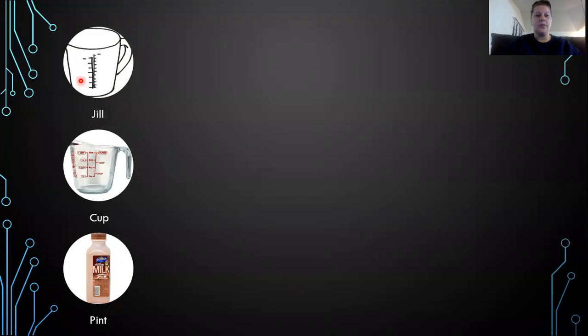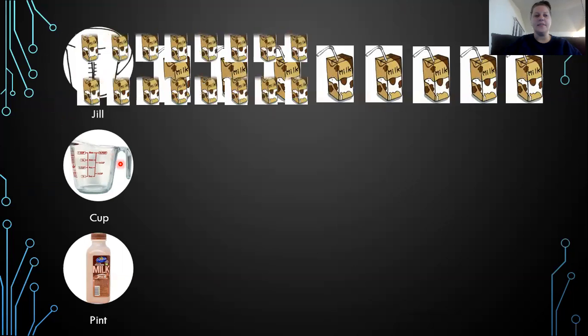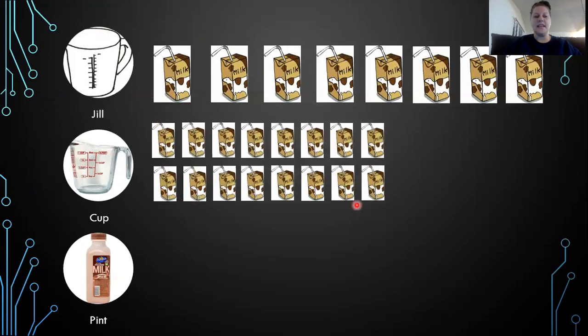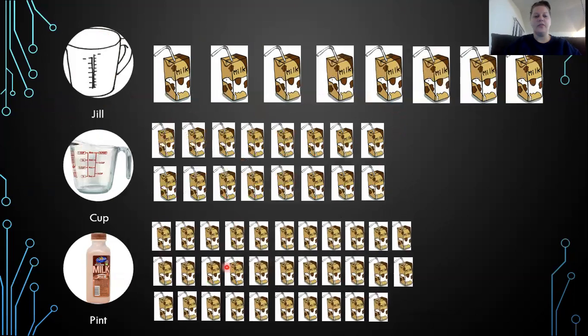So we're going to start with jill. And we know that there are 8 mouthfuls. So 8 mouthfuls of chocolate milk equals 1 jill. Now we move on to cups. And we have 16 mouthfuls because remember we are doubling. 16 mouthfuls of chocolate milk makes 1 cup. And we're going to continue on, and 32 mouthfuls of chocolate milk make 1 pint. So 8, 16, and 32. We're just doubling it as we go.